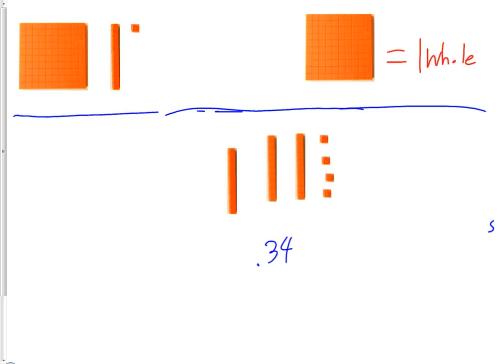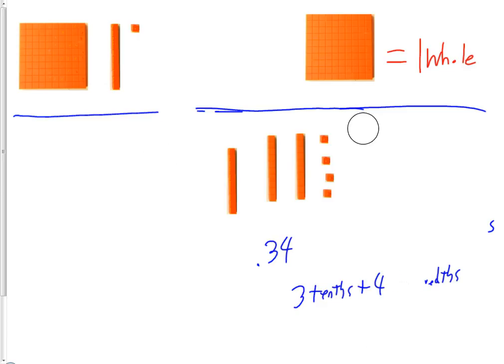Which we could also say is how many tenths and hundredths, okay? How many tenths do we have, everybody? We could say this is 3 tenths plus 4 hundredths, okay? All right, so we just want you to be able to look at these numbers and see them separately.